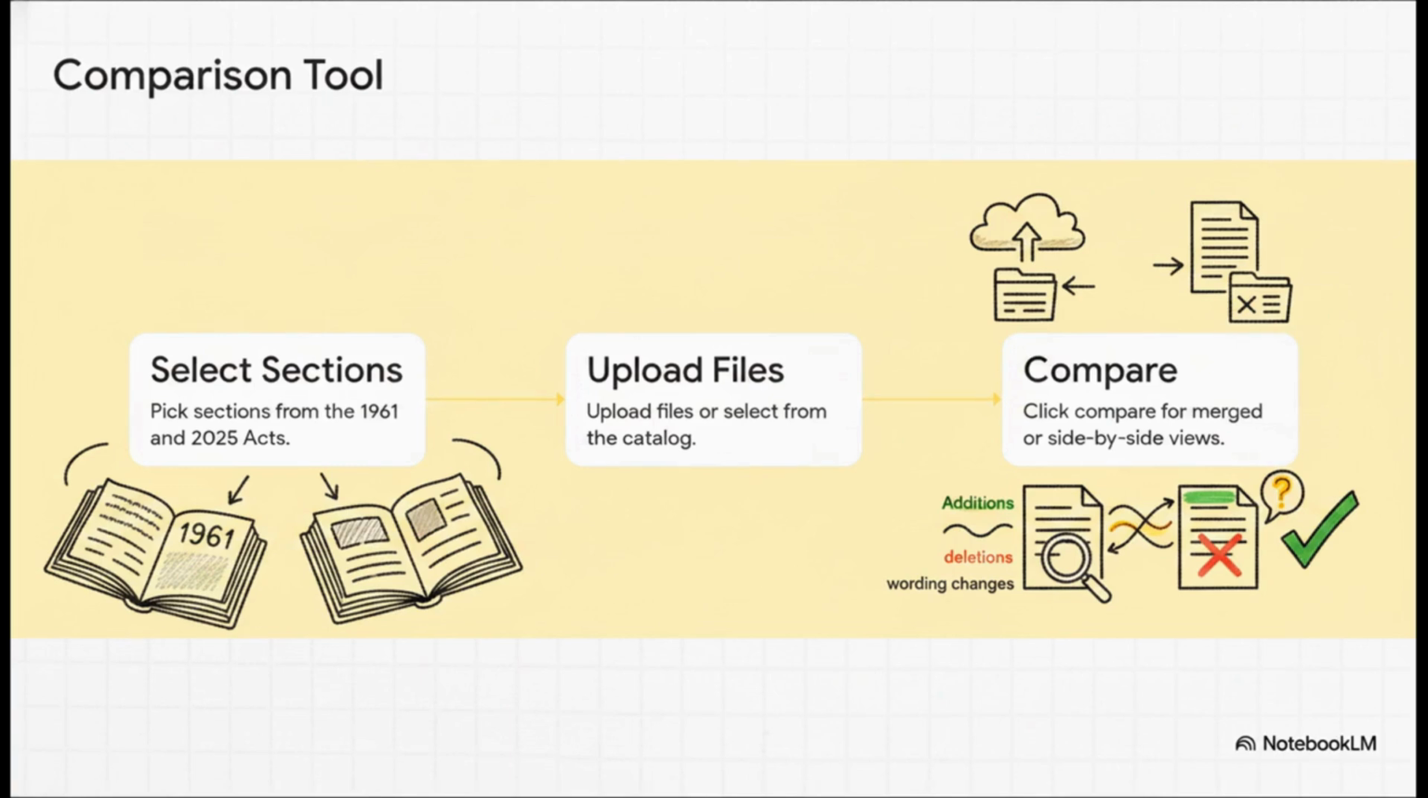You simply pick the specific sections you want to look at from the 1961 Act and the 2025 Act. You can upload files or just select them straight from the digital catalog. Once you hit compare, boom, you instantly get a side-by-side or merged view showing you exactly what changed. It highlights the additions, the deletions, and those really subtle wording tweaks that could totally alter a tax position.